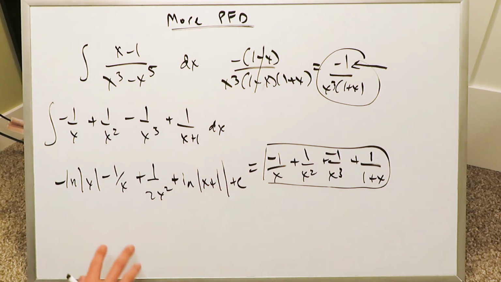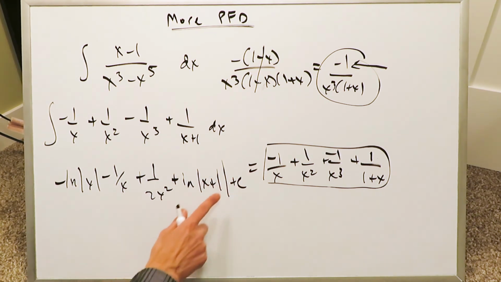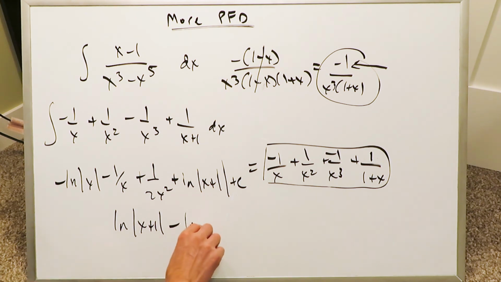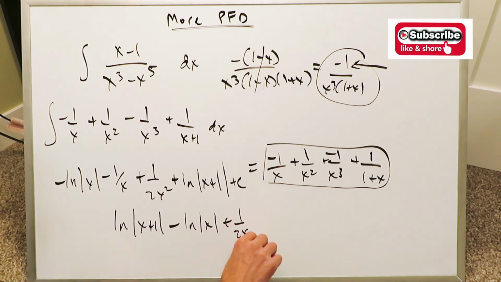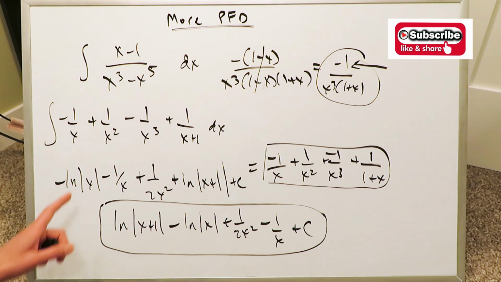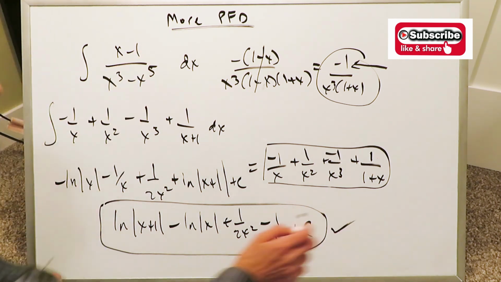Let's clean everything up here and rewrite our good answer with proper order. Our final antiderivative is natural log of x plus 1 minus natural log of x plus 1 over 2x squared minus 1 over x plus c. This here is the antiderivative of that rational function, handled by means of partial fractions decomposition, and it should be right.